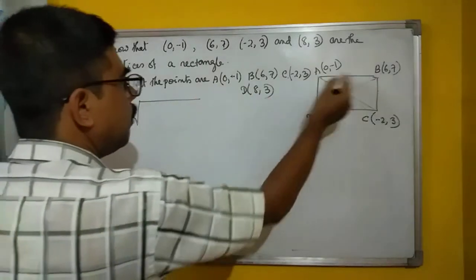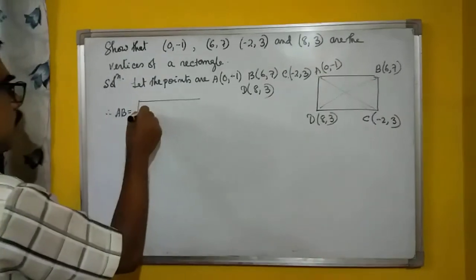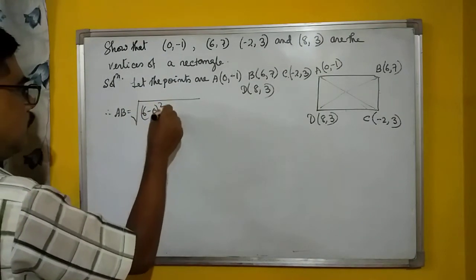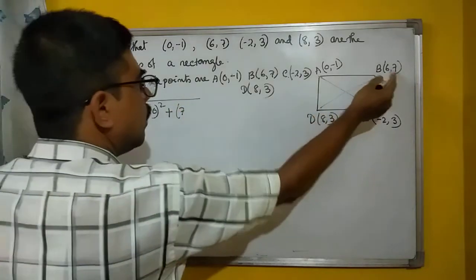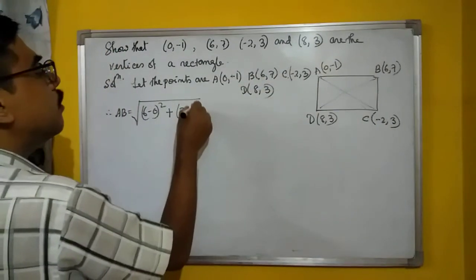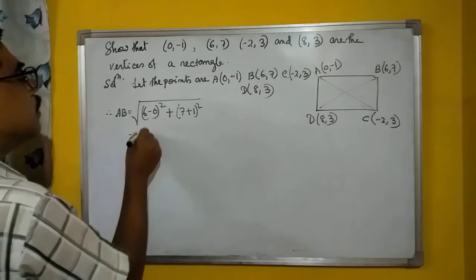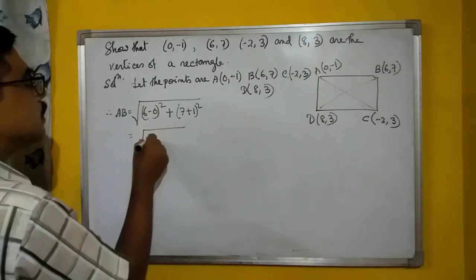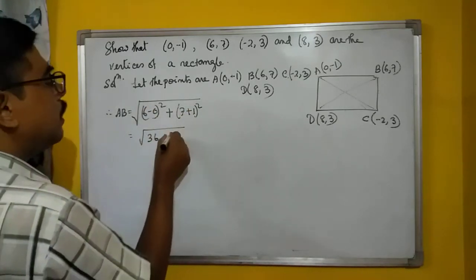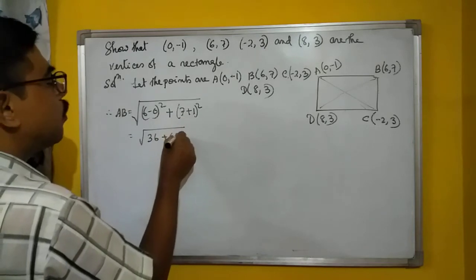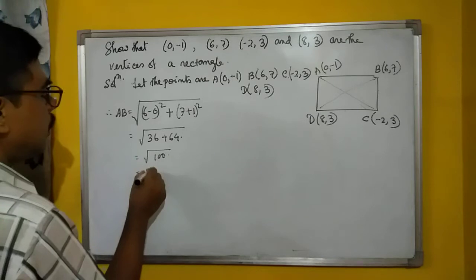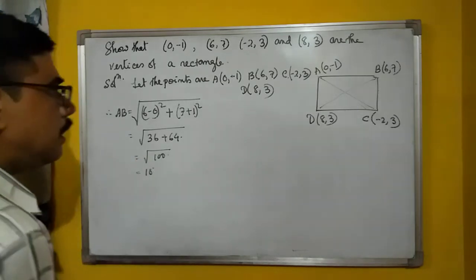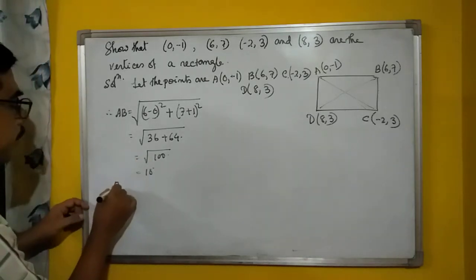So you see AB: (6 minus 0) squared plus (7 minus 1) squared, that is, 7 minus 1 means plus 1... whole square. So what will we get? 6 squared is 36 plus 8 squared, which is 64. So it will be 100, which means 10. AB is 10. After AB, find BC.